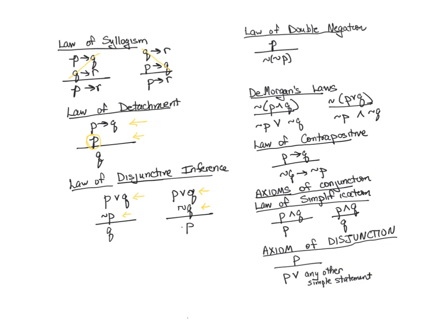So notice that all the laws on the right involve one given, whereas the laws on the left involve two givens. So in order to use the laws on the left column, we have to have these two given statements within the statements of our proof.